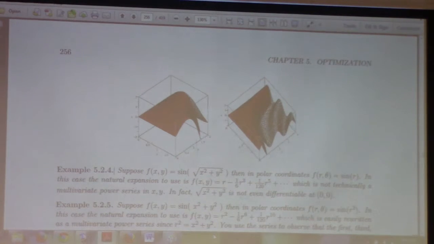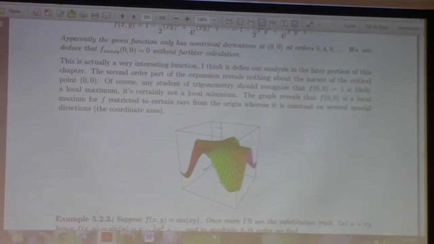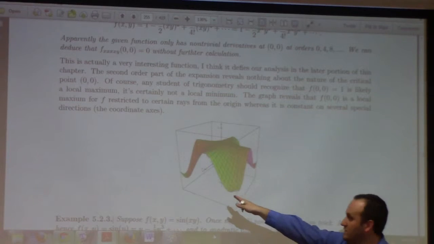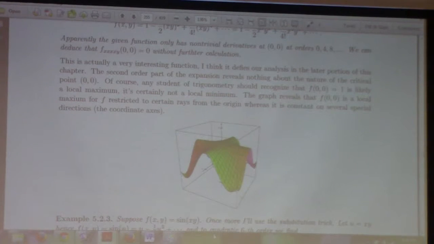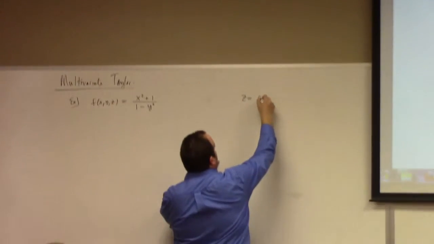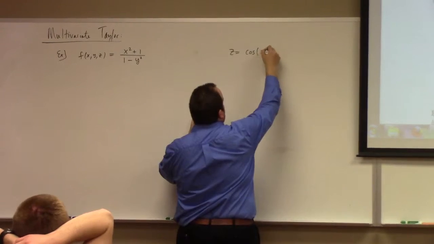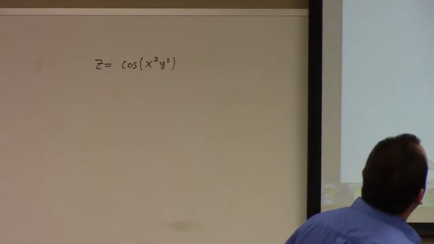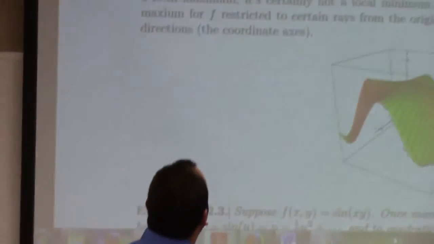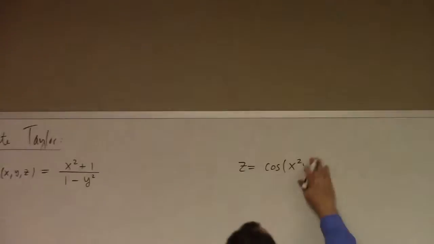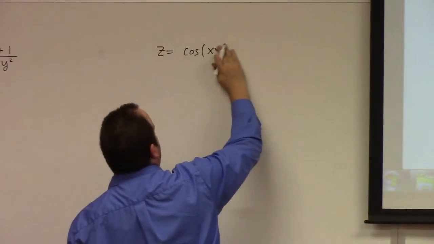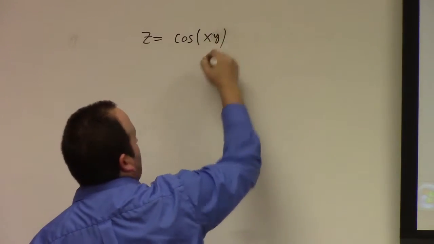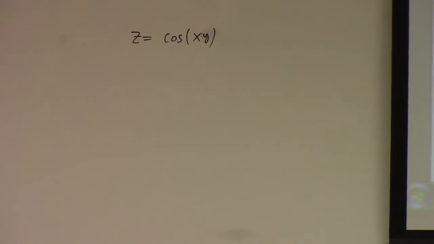But right here is an example of a function which defies our Hessian analysis. This is just something pretty simple too. If I remember right, it's z equals the cosine of x squared y squared, I think. Is that right, or is it cosine of xy? What was it? Oh, I think it's just xy. So cosine of xy has a graph that looks like this.